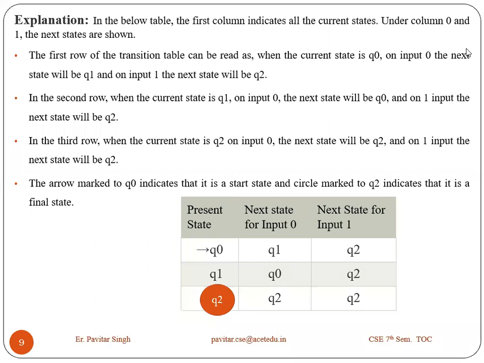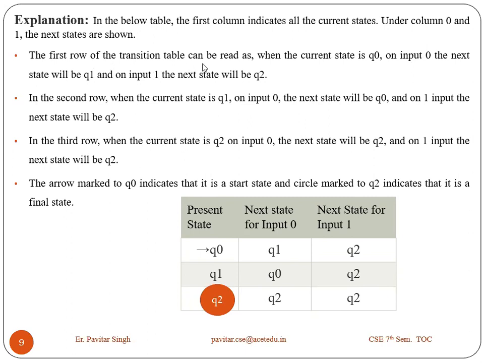You can see the explanation which I have just told you earlier, right? In the below table, the first column indicates all the current states. These are your current states, or you can say present states, right? This is your column number 1, this is your column number 2, and this is your column number 3. Similarly, we have row 1, row 2, and row 3, right?